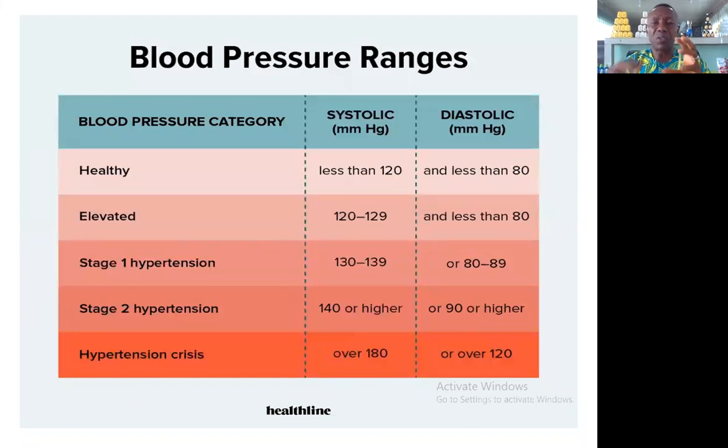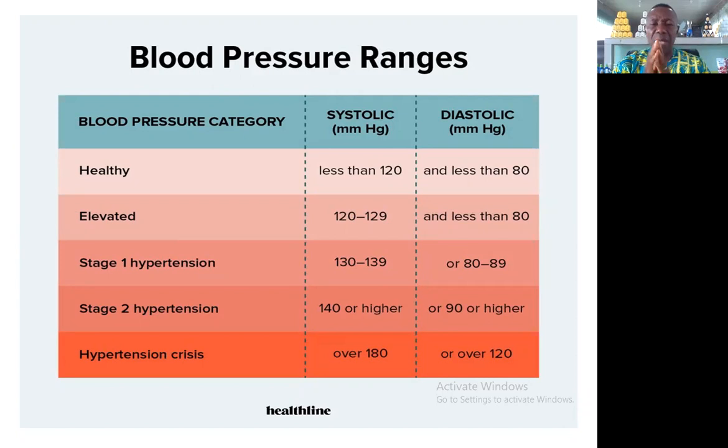Now, blood pressure is measured with numbers. We have the upper number, which is known as the systolic, and then the lower one, which is the diastolic. If your systolic is less than 120 and the diastolic is less than 80, then of course your blood pressure is healthy. One can have an elevated blood pressure if the systolic increases to between 120 and 129 and the diastolic is a little bit less than 80.